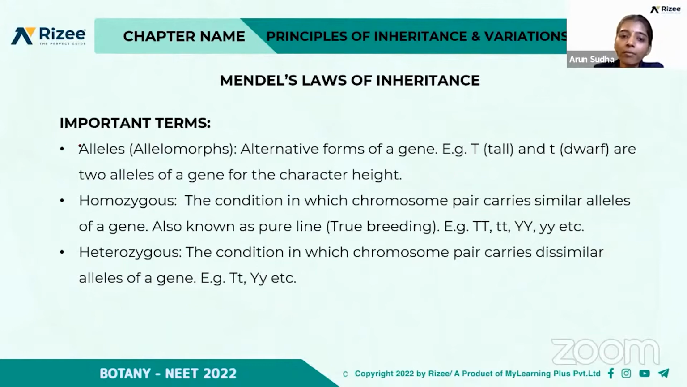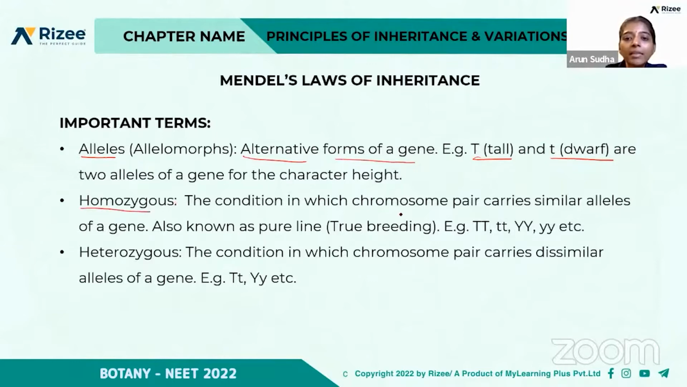So now we have to be clear with these terms. What are alleles? They are the alternative forms of a gene. For example, if you take the character of height, capital T is tall and small t is dwarf. So these two, T and small t, are called the alleles of the gene. They are called the two alleles, right? They are the alternative forms of a gene. They are called alleles.